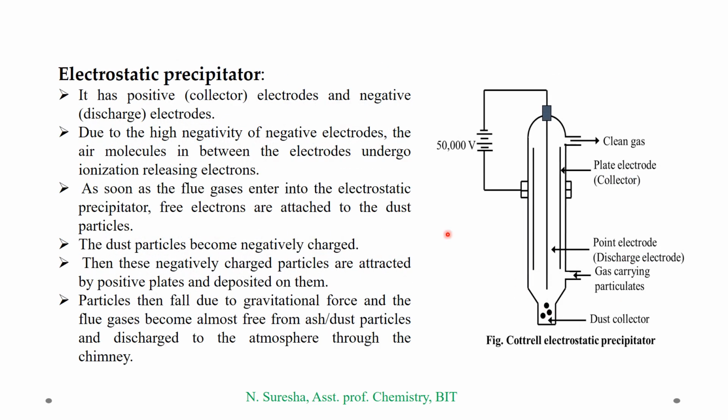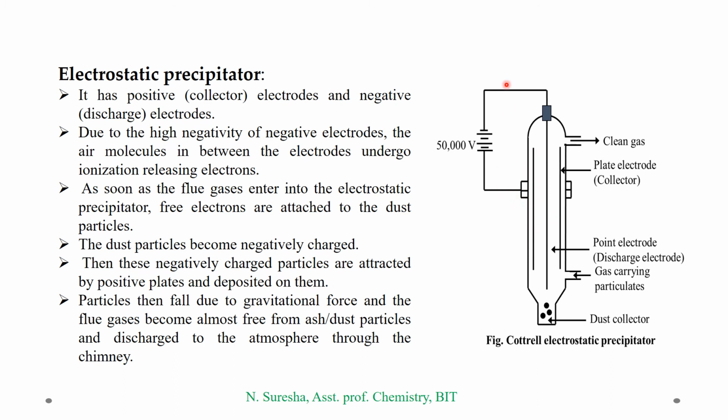It's a very important method, that is the electrostatic precipitator. Look at this diagram. This is a simple diagram of an electrostatic precipitator. In this electrostatic precipitator, there are two electrodes. One is the positive electrode. It is in the plate form. It is also called the collector. And in the middle there is a negative electrode. It is called the discharging electrode. This negative electrode is in the form of a thin wire in the middle of the positive electrodes. On either side there is a positive electrode in the form of a plate.